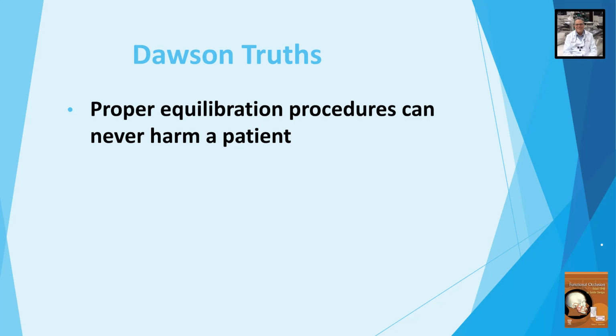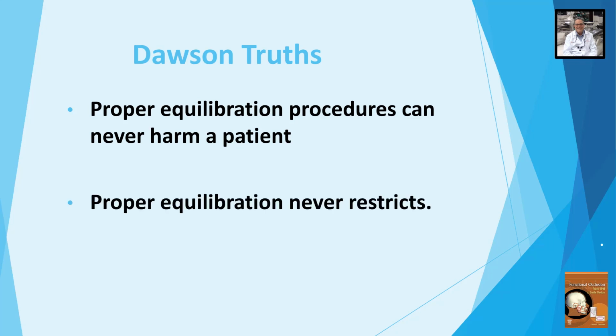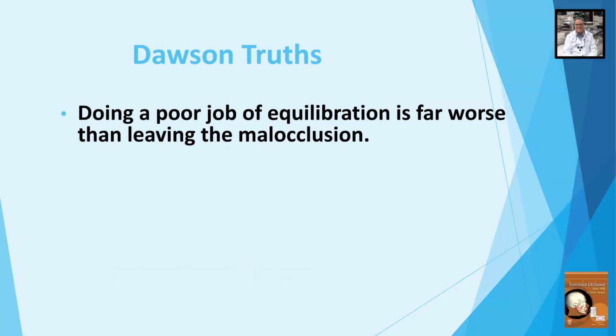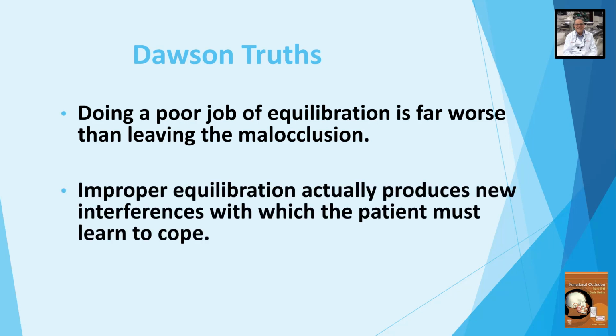A few Dawson truths. Proper equilibration procedures can never harm a patient. Proper equilibration never restricts. Proper equilibration is stable. Notice the key word is proper. Doing a poor job or being improper is far worse than leaving the malocclusion, because you've actually created new interferences with which the patient must learn to cope.